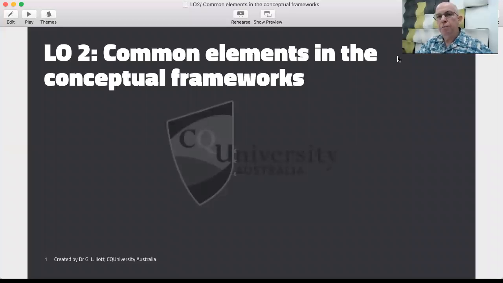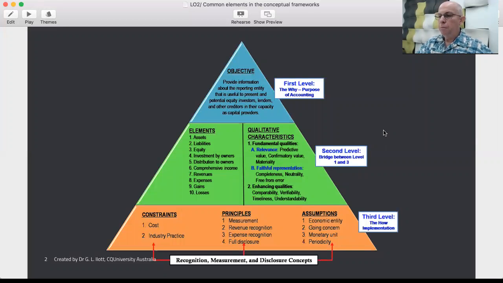Welcome to Learning Outcome 2, where we look at the common elements of the conceptual frameworks for financial reporting. Now, in the previous learning objective, I showed you a slide from your Deegan textbook. Here's another one that you might find useful, and it provides an all-encompassing guide to the various elements and how you might characterise them. Most of these we're going to visit during this little presentation, but not all of them.